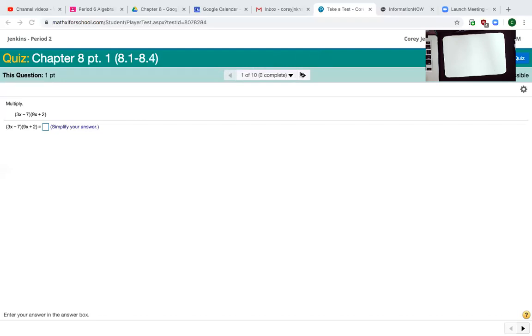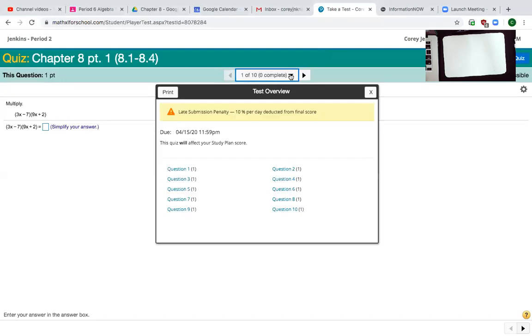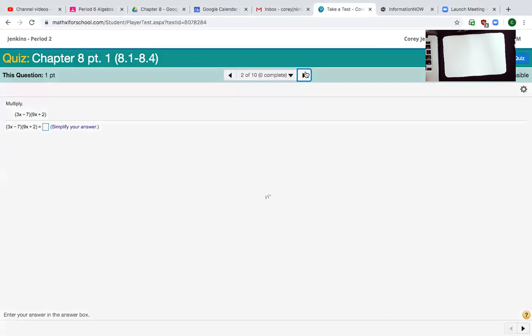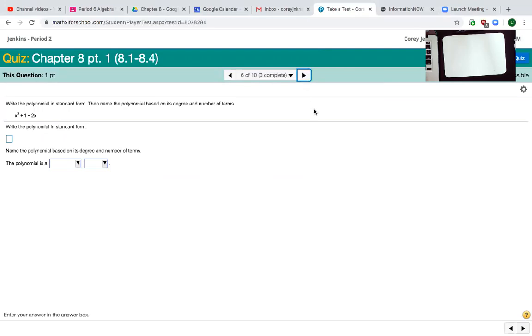Sorry, the order's kind of messed up because this is scrambled, so I have to figure out which one that is here. It's this one. Okay, so this is one of the most frequently missed questions.